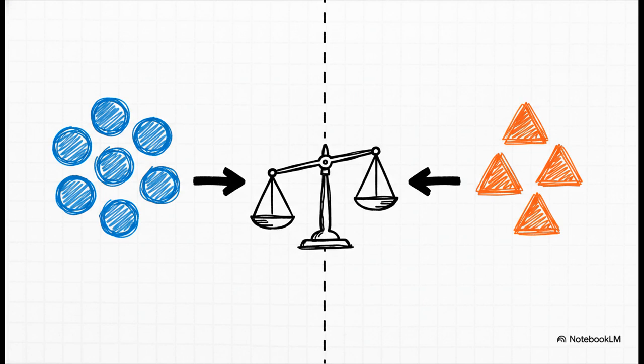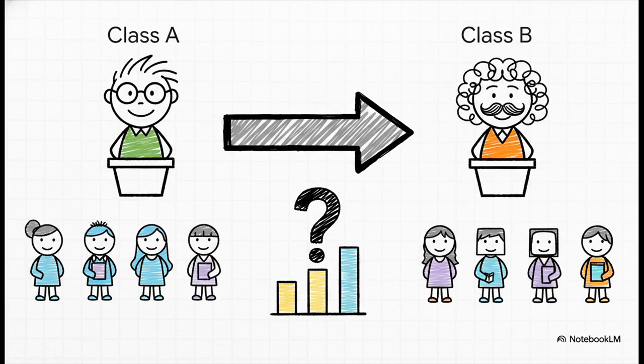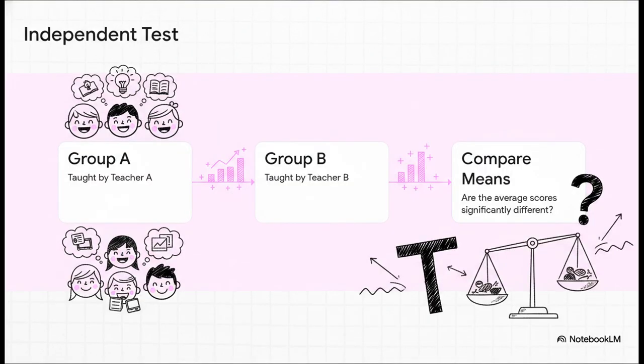And the key word here is independent. The people in one group are totally separate from the people in the other. There's no overlap. Let's go back to our classroom example. Imagine you have two different classes, taught by two different teachers, using two different methods. The students in Class A are not in Class B. They are two independent groups. Simple as that. So, what you do is measure the average test score for Group A and then the average test score for Group B. Then you'd run an independent t-test to see if the difference in those average scores is big enough to say, yeah, one teaching method was probably better than the other.